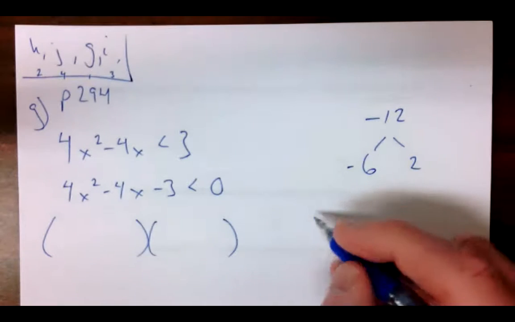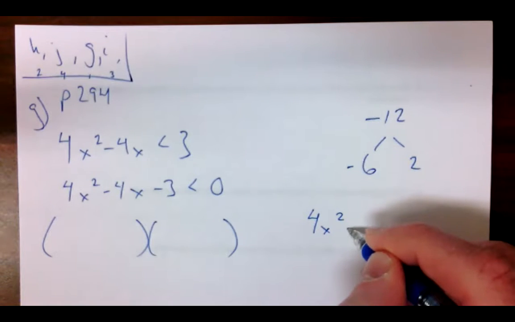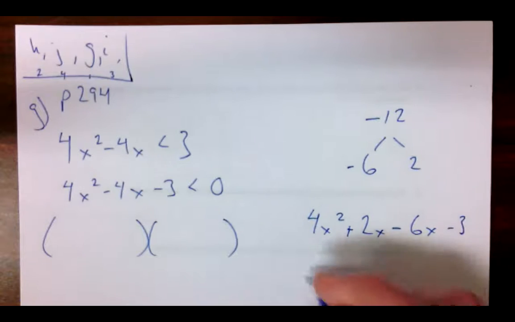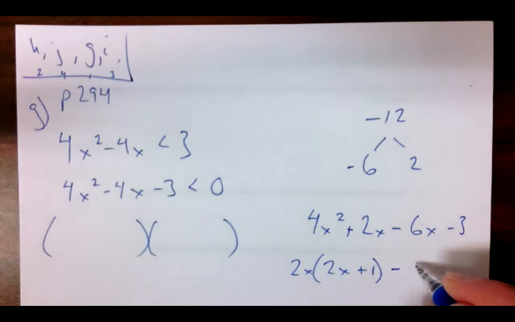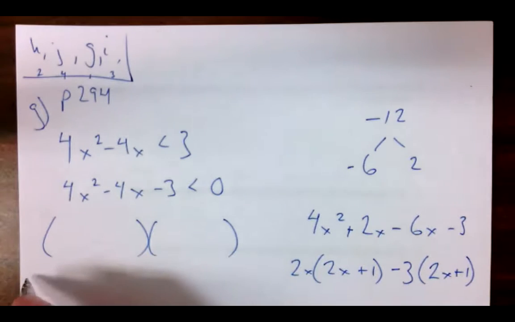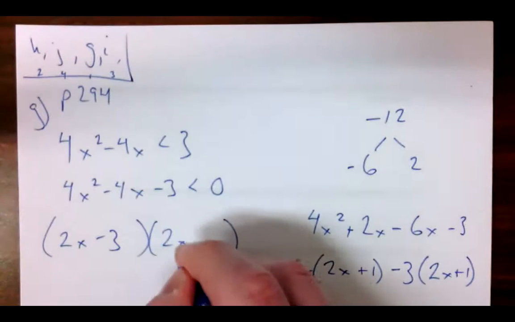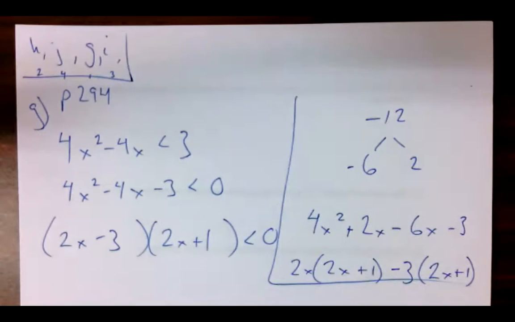So I'm going to rewrite that as 4x squared plus 2x minus 6x minus 3. Factor out of the first two terms, so that becomes 2x times 2x plus 1, minus 3 times 2x plus 1. So in our brackets here, we've got 2x minus 3 and 2x plus 1. Any problems so far? Am I going too fast?